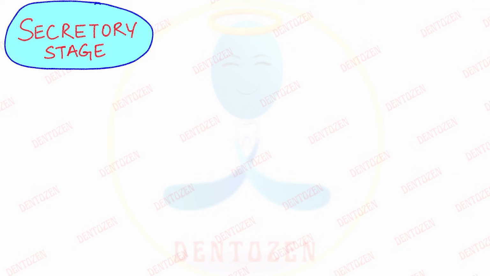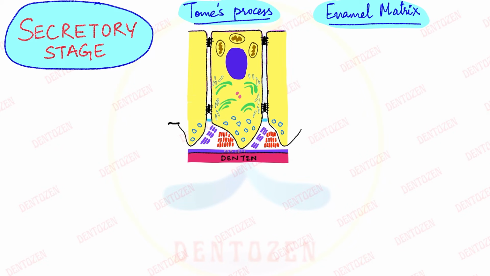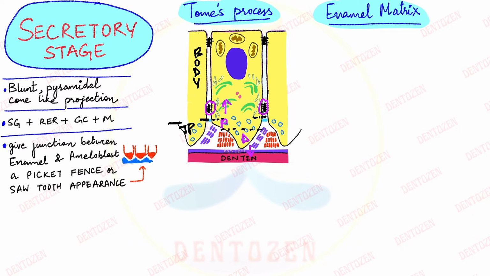Now we come to the secretory stage, which starts with the formation of the Tomes process, and that helps in enamel matrix formation. Now this Tomes process forms at the distal end of the cell, the secretory end of the cell, and it divides the cell into two parts, the cell body or cell proper, and the second part is the Tomes process itself. So it is partly separated from the body near the second junctional complex, the distal junctional complex. But it itself is further divided into two parts. It has the proximal part, which is towards the cell body, and the distal part, which is towards the dentin.